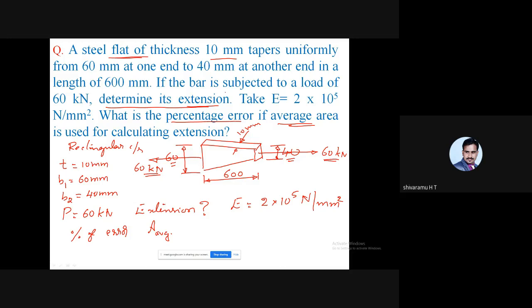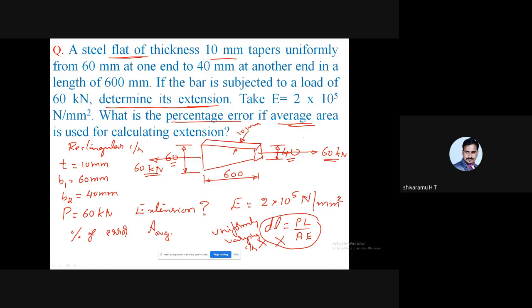So whenever a tapering or uniformly varying cross section is given, we should not consider the basic equation for computing the deformation or extension, PL divided by AE. Whenever a uniformly varying cross section is given, we should not consider this particular equation. This is for the regular bar or the stepped bar, where you can take dl equal to PL divided by AE. But here the flat or rectangular section is varying from 60 millimeter to 40 millimeter uniformly, so we need to consider the standard derived equation.